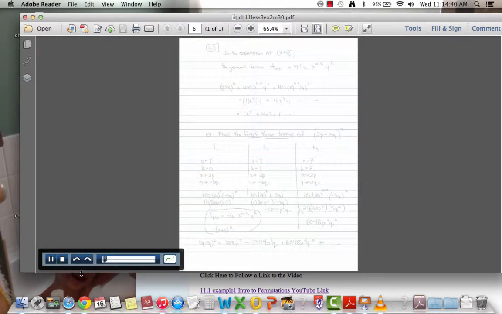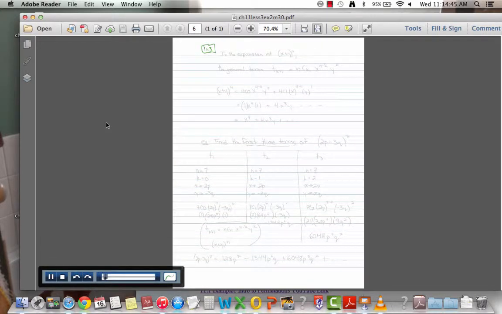This comes out of section 11.3, the binomial theorem. I left off in the last example saying we should be able to come up with a shortcut for doing expansions. And the shortcut is this.